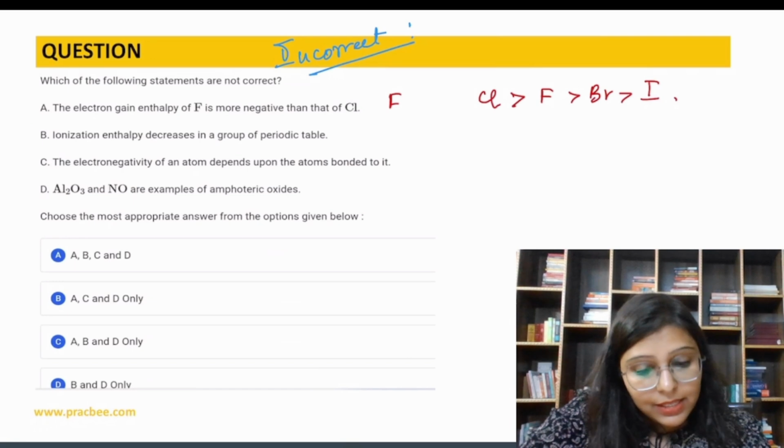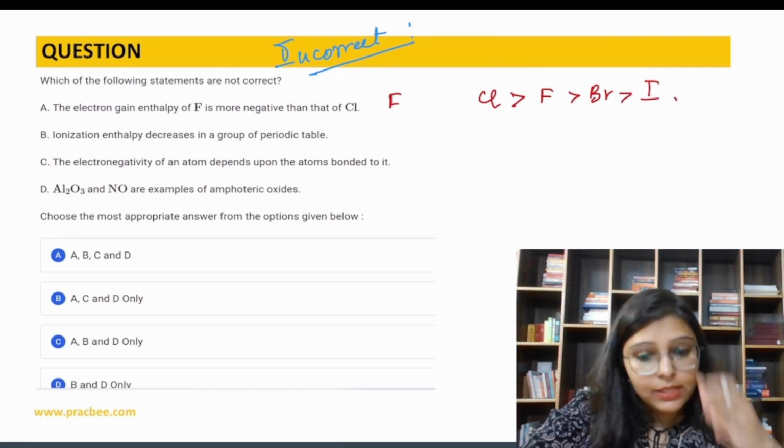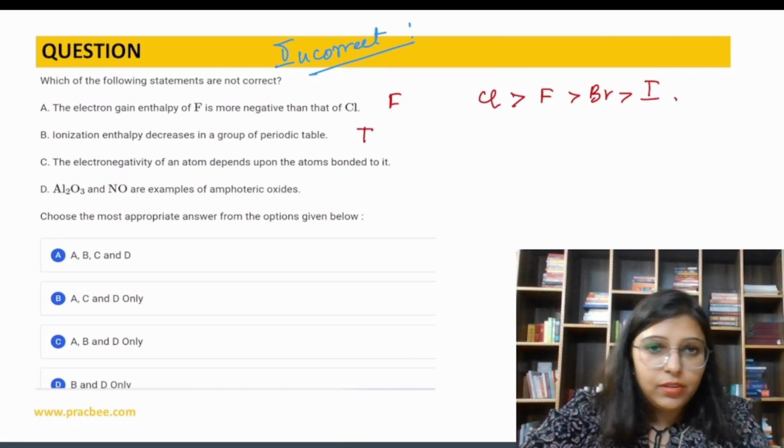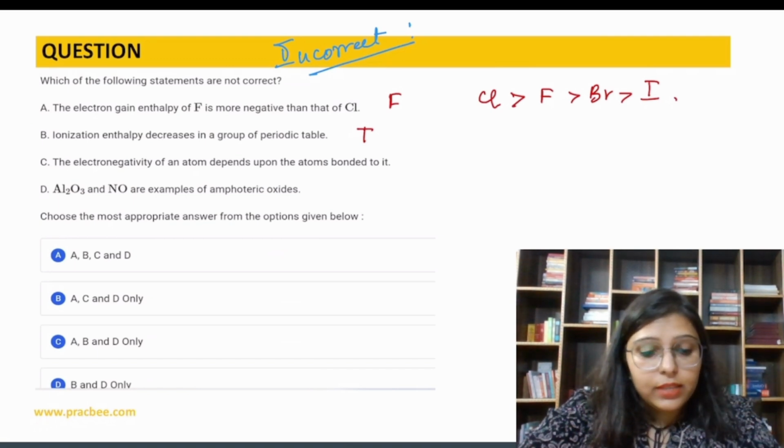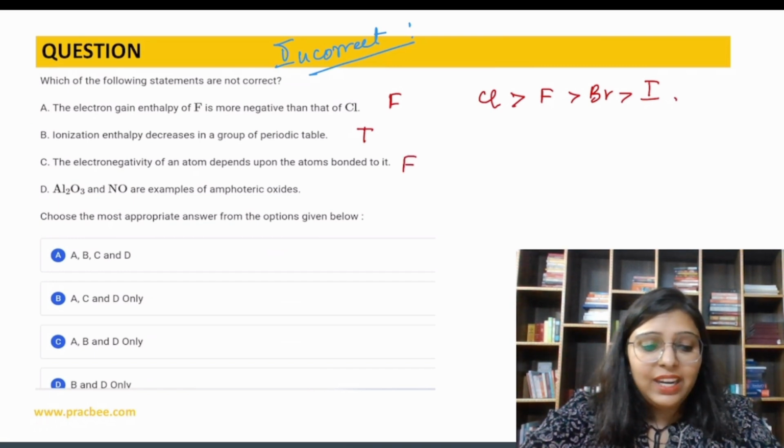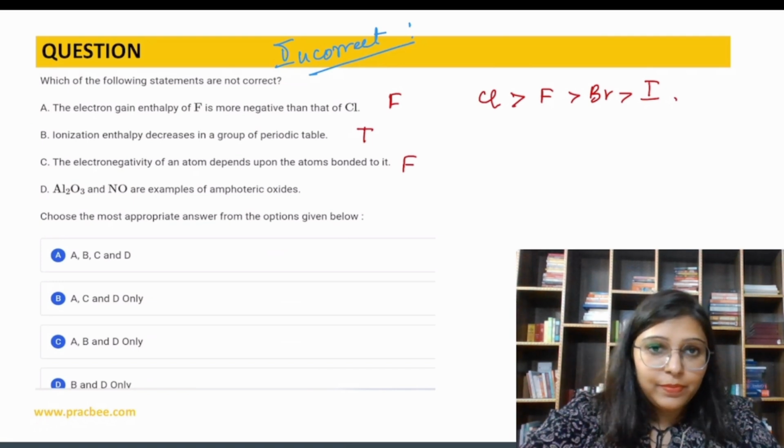Ionization enthalpy decreases in a group of the periodic table. Decreases in a group, yes, generally it is going to decrease. That is the correct trend. We have some irregularities, but that is as per the general periodic property. Now next, electronegativity of an atom depends upon the atoms bonded to it. No, it depends upon the element, not upon the atoms bonded to it.